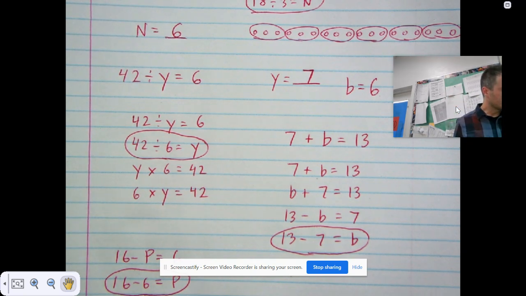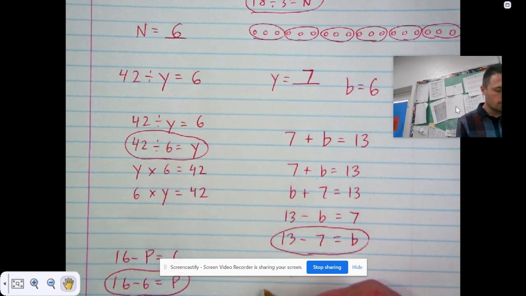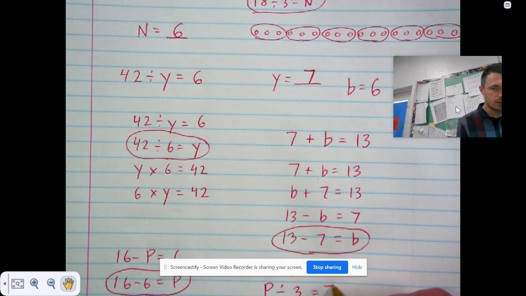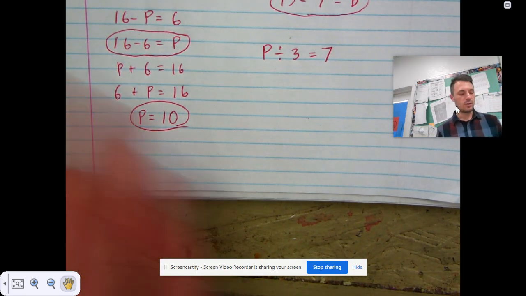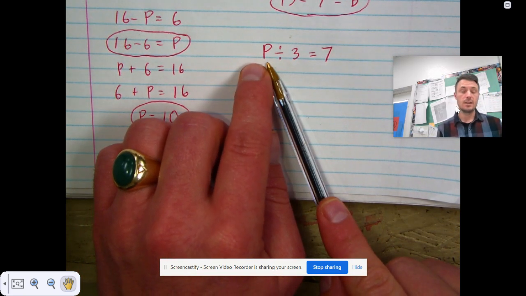So let's do p divided by 3 equals 7. Whoops, you can barely see it. P divided by 3 equals 7. So now the dividend is an unknown.